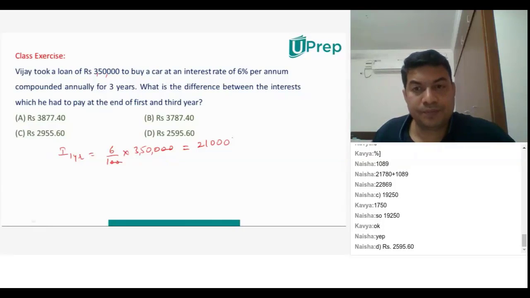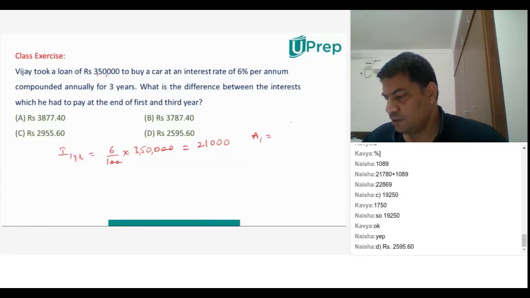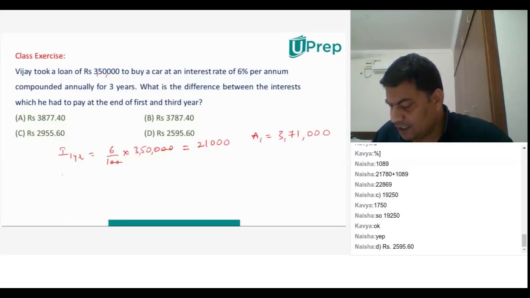Naisha, go ahead. So then the amount at the end of the first year would be 3,50,000 plus 21,000, which is, therefore, 3,71,000. Very good. 3,71,000. Wonderful. So what did you do? You also calculated interest at the end of second year.